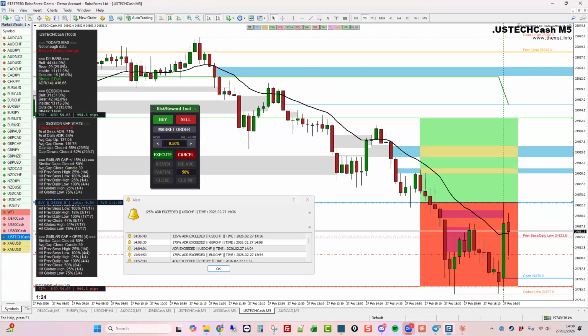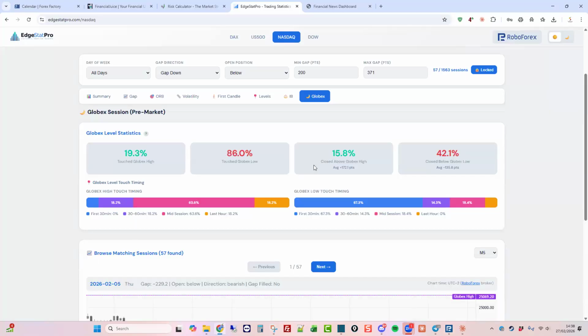Where is the Globex low? It's there. There is no trade, is there? We opened there, and that is the Globex low. So it's pretty much opened on the Globex low. So there's no trade. You can't get a risk reward out of it. So you can ignore that statistic today because it's unusable.